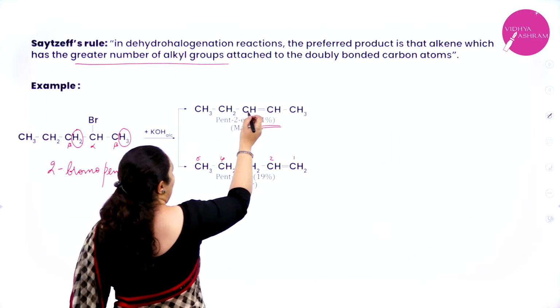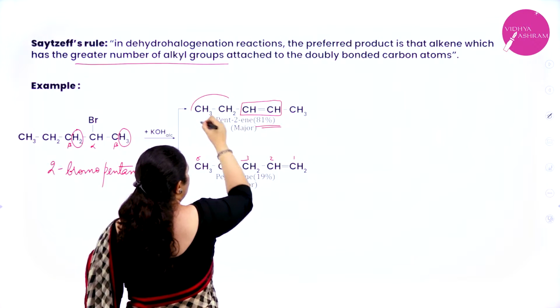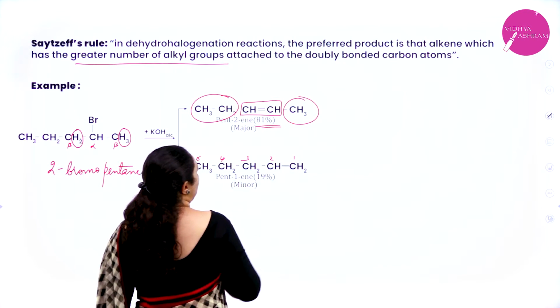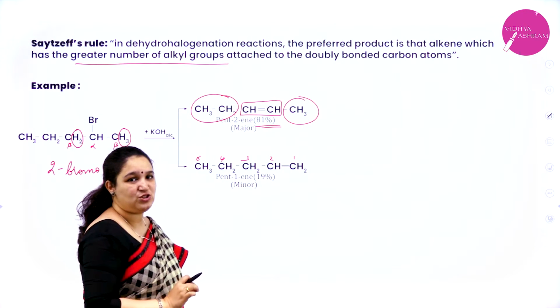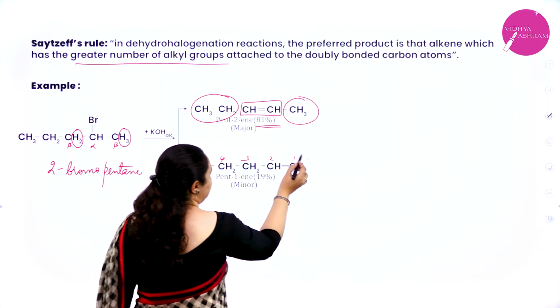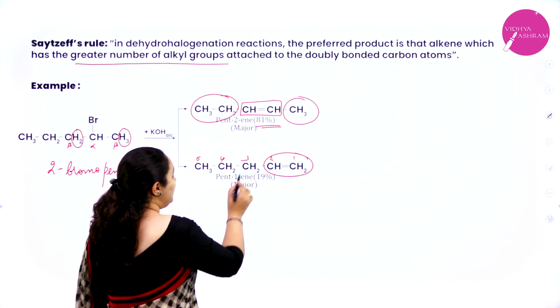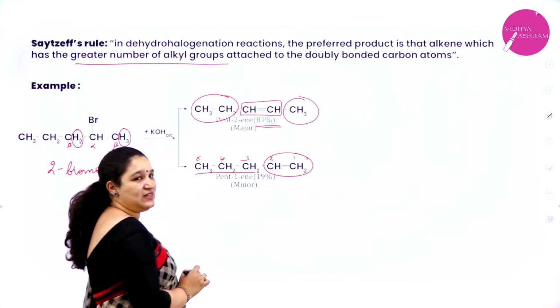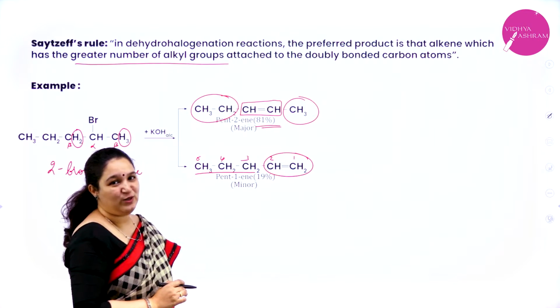So you see the carbon-carbon double bond is present between these 2 carbon atoms. Here there is one alkyl group, here also there is one alkyl group. So you got 2 alkyl groups attached to the doubly bonded carbon atoms. Here, these are the 2 carbon atoms which are double bonded, and here you have only one alkyl group. That's why this is the minor product, and that's the major product according to Zaitsev rule.